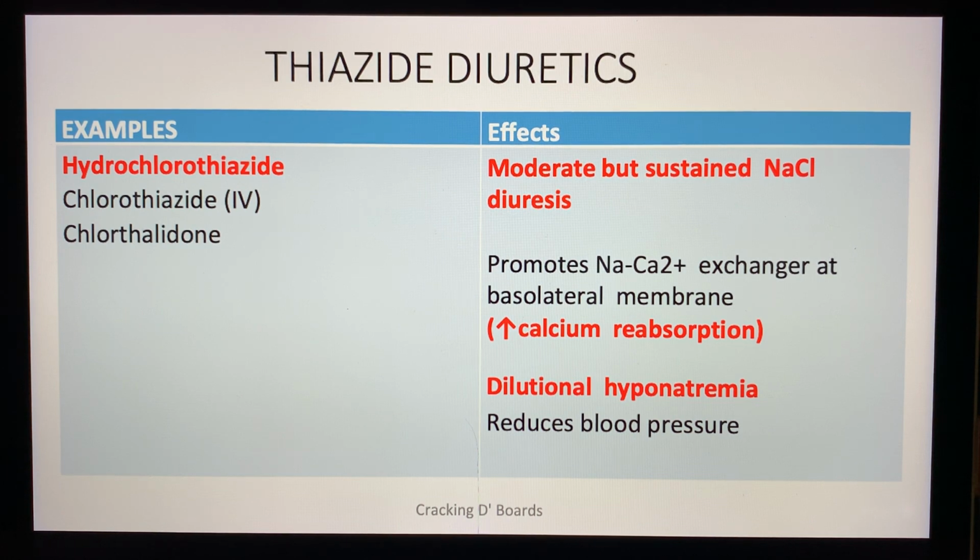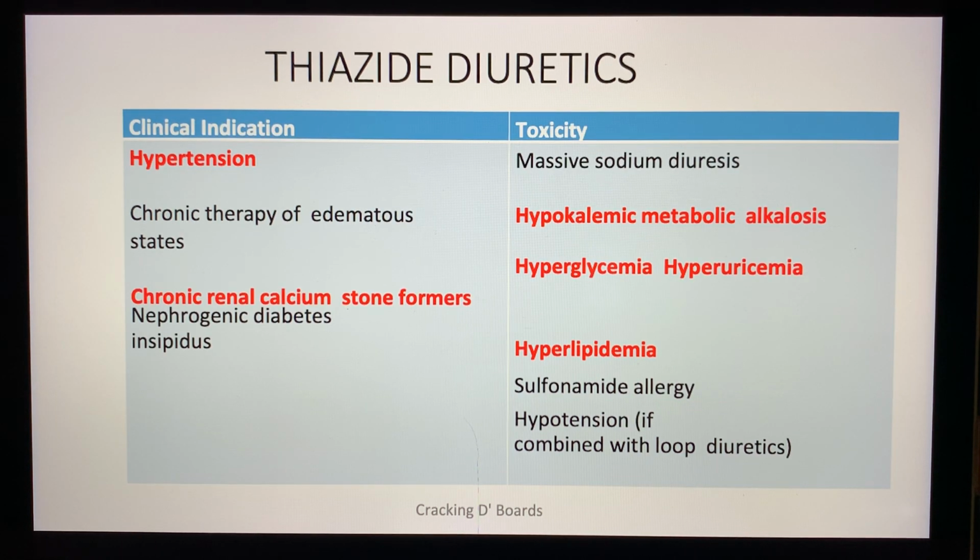Now, effects: moderate but sustained sodium chloride diuresis, and the ones I want you to memorize and bring to the boards: increased calcium reabsorption. And don't forget the dilutional hyponatremia. Clinical indication: we have hypertension, treatment of chronic renal calcium stone formers, and please insert the treatment of nephrogenic diabetes insipidus. Now, I just like to mention this.